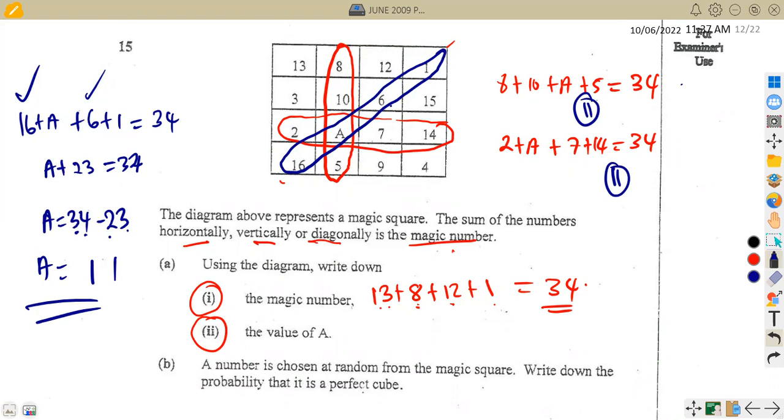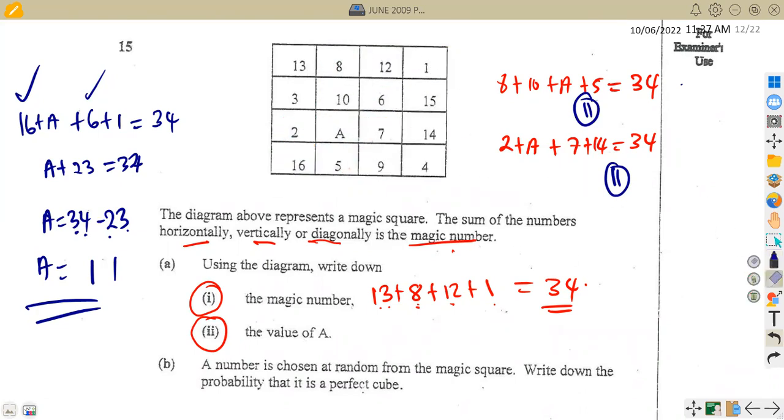B, a number is chosen at random from the magic square, which means we are picking our numbers from this square that we have here, any number that we have, remembering that our A is 11, so you can put it there. Now it's probability. Write down the probability that it is a perfect cube. Take note, not a perfect square, but a perfect cube. A perfect cube, you are referring to those numbers whose cube roots are a direct whole number, like the cube root of 8 is 2, the cube root of 1. Those are the perfect cubes.